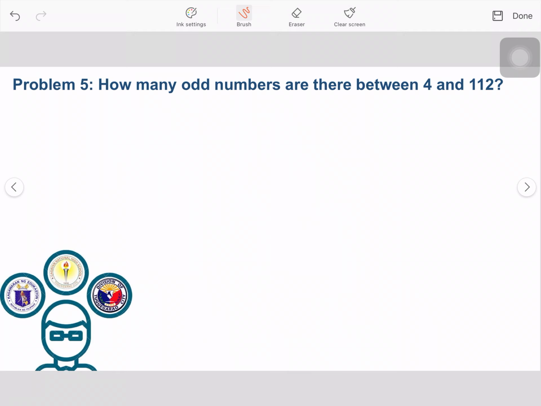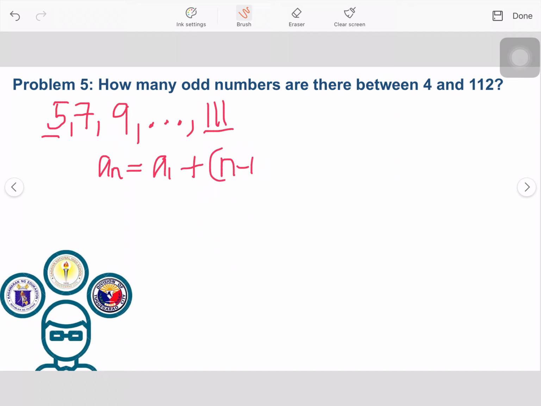So the first odd number that we're looking for is 5, followed by 7, followed by 9, etc. until 111. So from here, I know therefore that the last term is 111, the first term is 5, and the common difference is 2. So using the formula for an arithmetic sequence, we have a sub n is equal to a sub 1 plus n minus 1 times d.